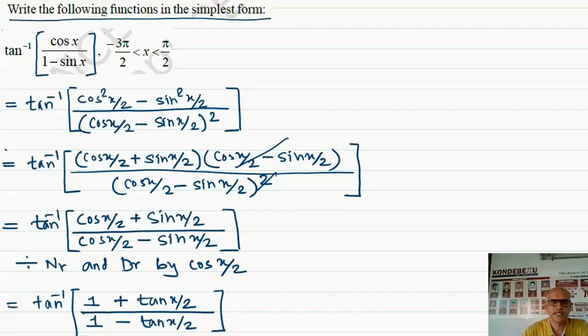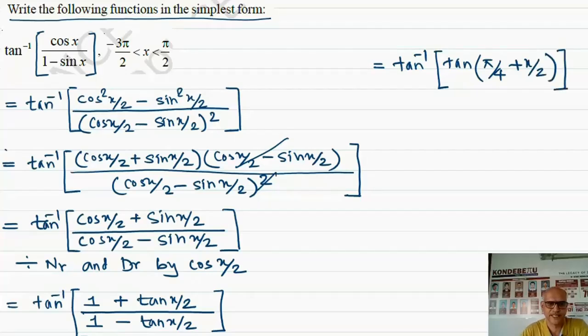Now again this bracket is a formula. These formulas you should know, else you can go through my playlist where I have given all the formulas of first year. So now the bracket is the formula of tan of pi by 4 plus x by 2. So 1 plus tan x by 2 divided by 1 minus tan x by 2 is the formula of tan of pi by 4 plus x by 2. So now tan inverse tan gets cancelled, so you will have the answer pi by 4 plus x by 2. This is the simplest form. Clear?